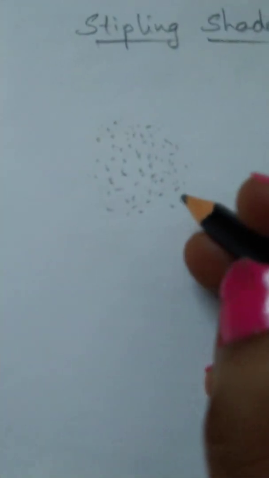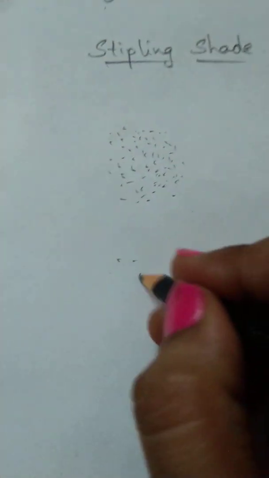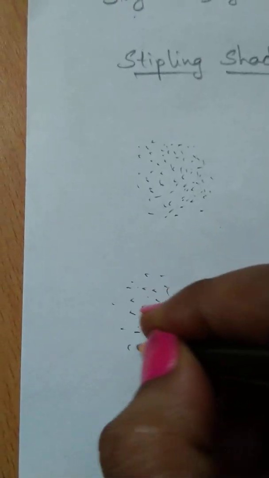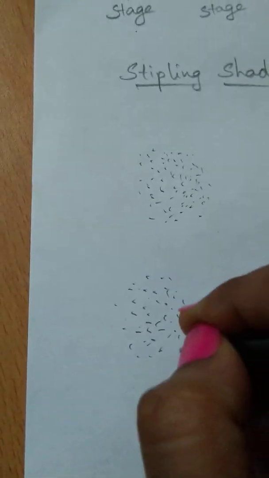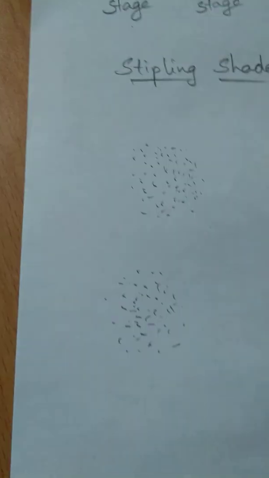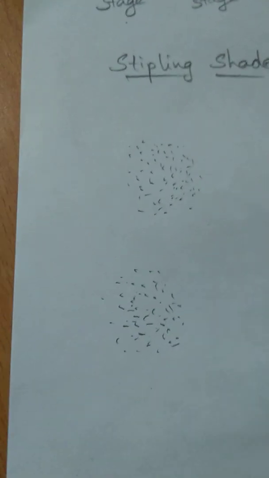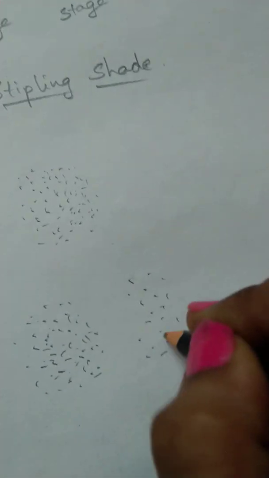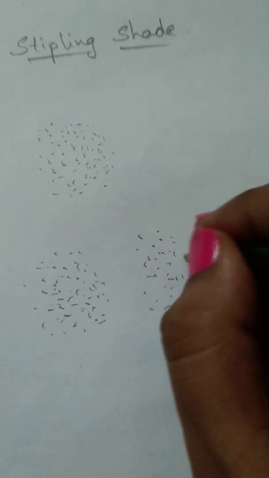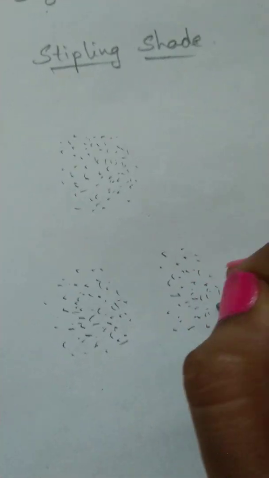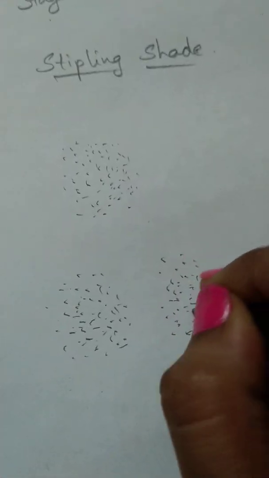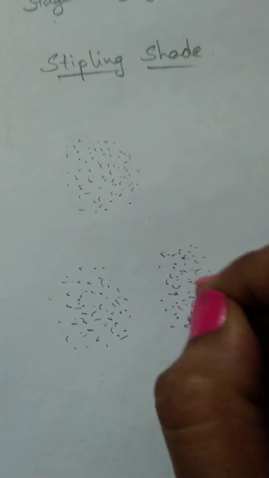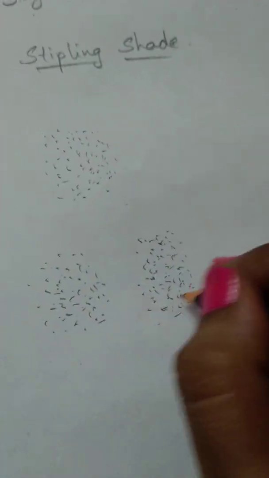This also in 3 stages. See, I am going to do here. Look at the paper, children. Children, you should observe every shading and everything. If you observe only, you can draw very easily the drawings with the shade. Okay, this is the first stage. The second stage, see how I am doing. Particularly, children, the lead should be very blunt, then only you will get the stippling shade very easily.